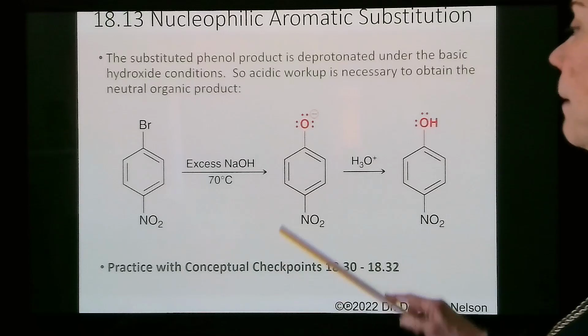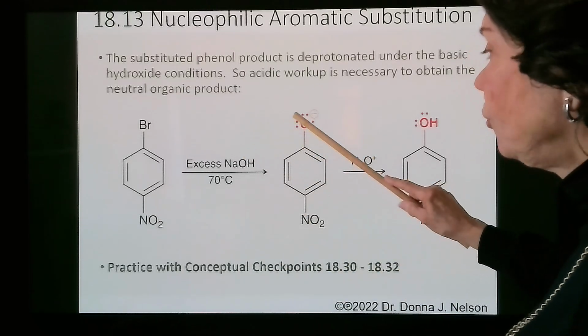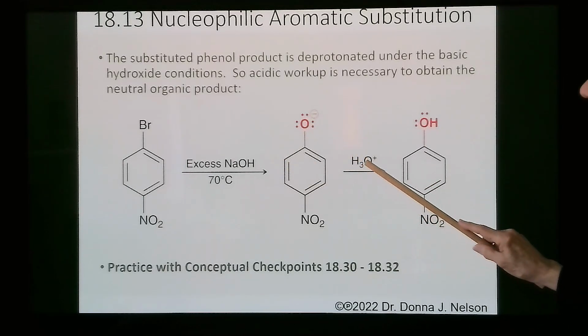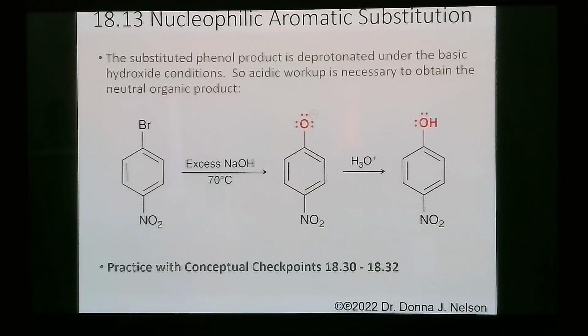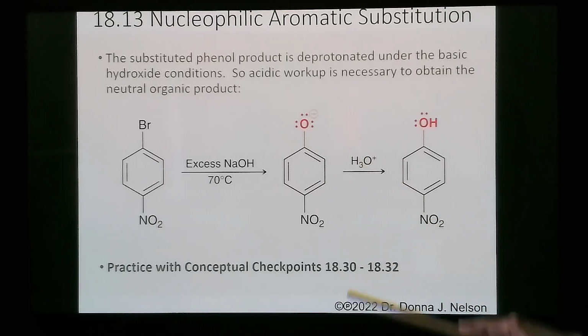So the phenol product that you just saw generated is going to be deprotonated. So the product would need to be quenched, just neutralized by addition of a small amount of dilute acid.